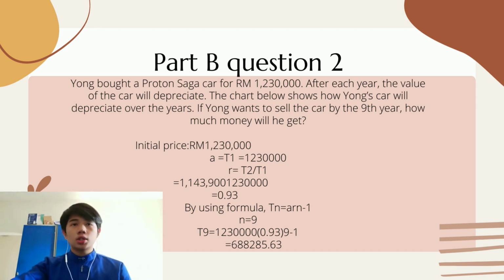Okay, next is question 2, which is the geometric progression question. In this question, it wanted to know the value of the car when Young sells it in the 9th year. It also stated the initial price of Young's car is 1,230,000. We just use the formula Tn equal to ar to the power of n minus 1. The n value is 9, and we need to find the ratio, which we get by dividing the second year by the first year. We get the ratio 0.93, and we just put the values in the formula.